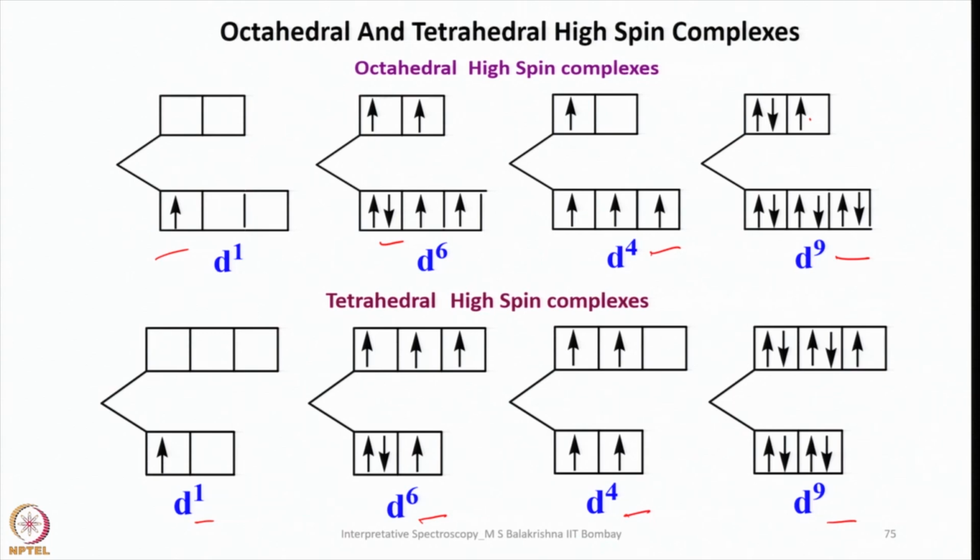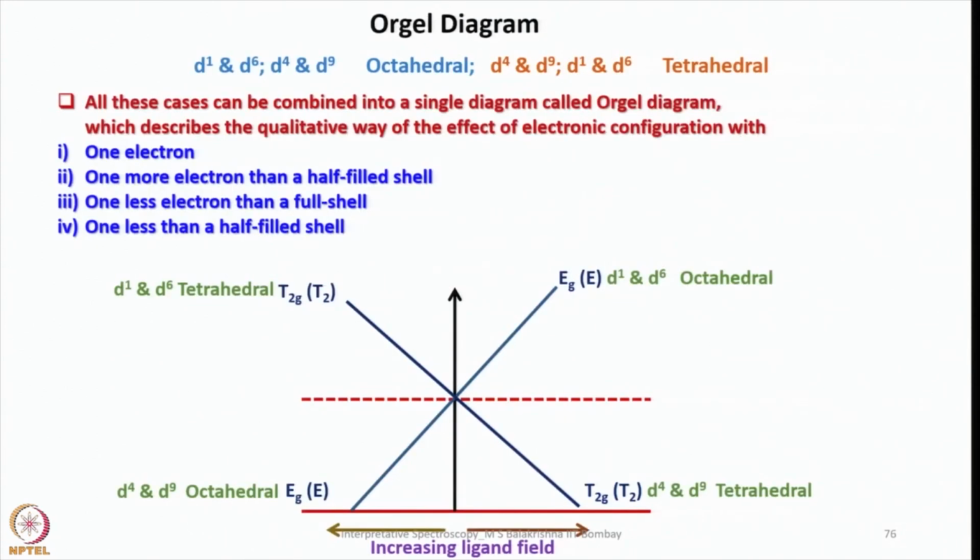d1 and d6: one electron, and one more than half filled. d4: one less than half filled, and d9: one less than completely filled. The same thing holds in the case of tetrahedral also. Now, is it possible to combine all these to make the interpretation simple? That's what we do in the Orgel diagram. In the Orgel diagram, we consider the d1, d6, d4, d9 octahedral systems as well as the d4, d9, d1, d6 tetrahedral systems. So all these cases can be combined into a single diagram called the Orgel diagram to interpret the data obtained from electronic spectra, which describes in a qualitative way the effect of electronic configuration.